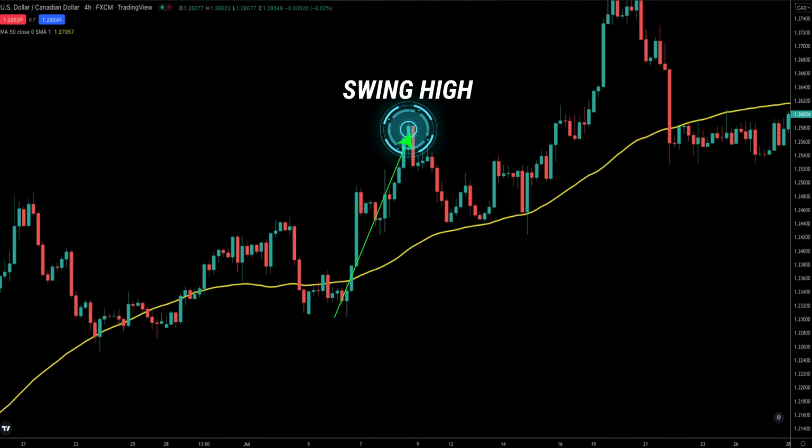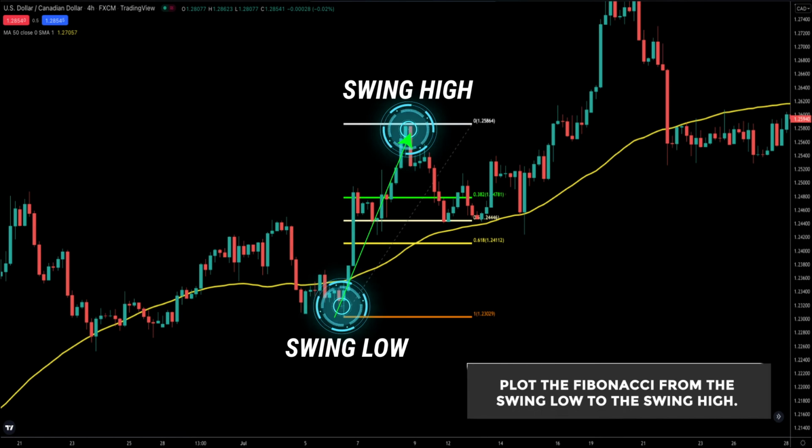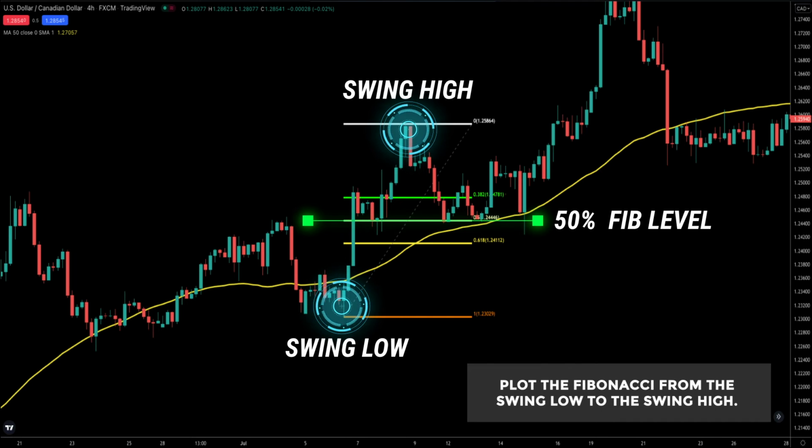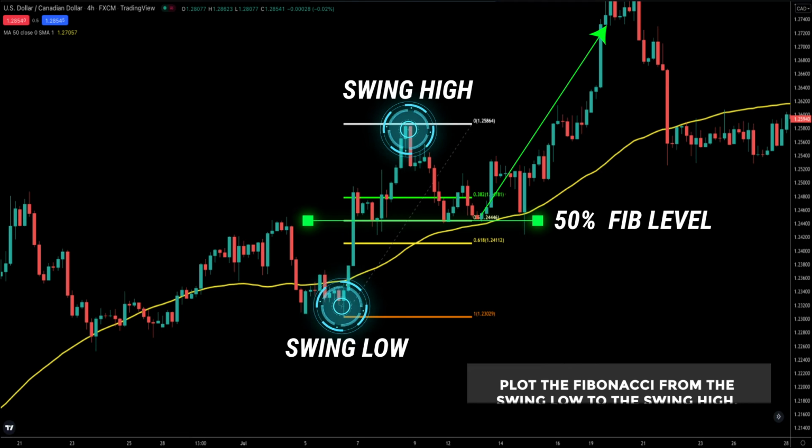The first step I took was to identify the swing high and swing low. Then I plotted the Fibonacci from the swing low to the swing high. When price started to retrace, it found support at the 50% Fibonacci level, after which it continued to move upwards.